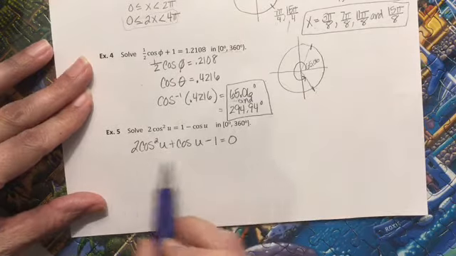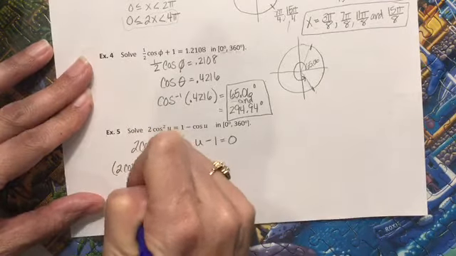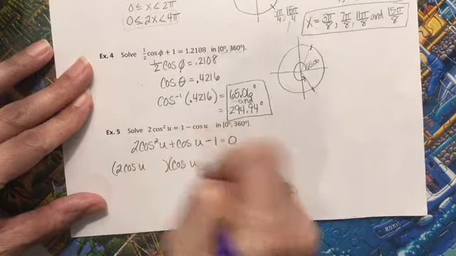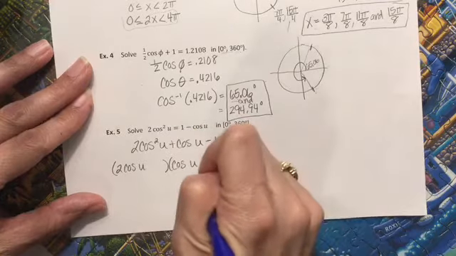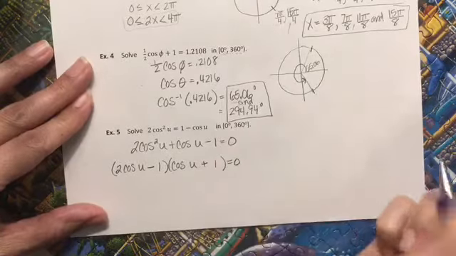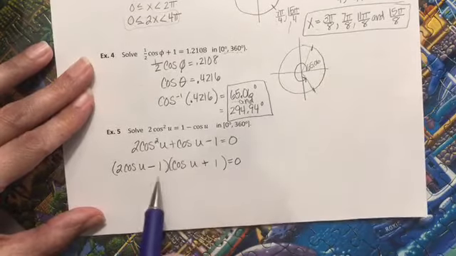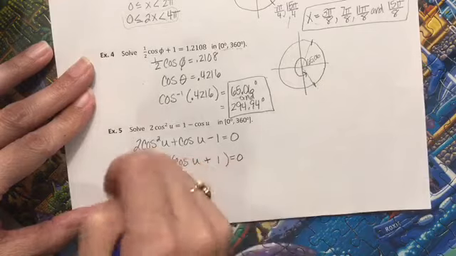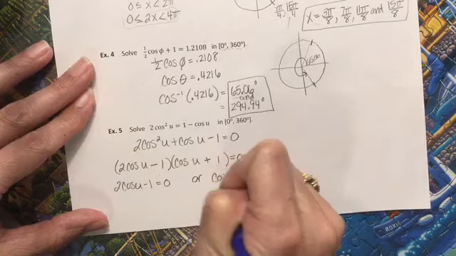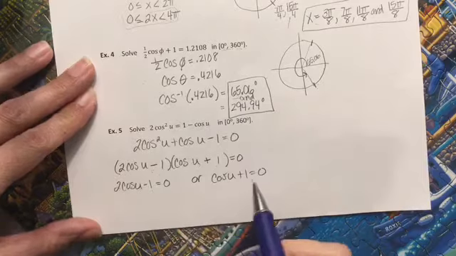That factors out to cosine u and cosine u, and it's going to be plus 1 and minus 1 here, okay, equals 0. So this is old algebra here, so that means either one of these can be equal to 0. So we're going to say 2 cosine u minus 1 equals 0, or cosine u plus 1 equals 0. Either one of them can be 0.